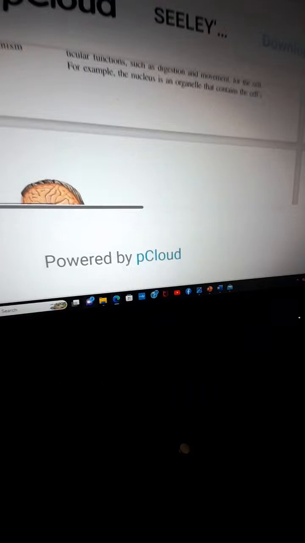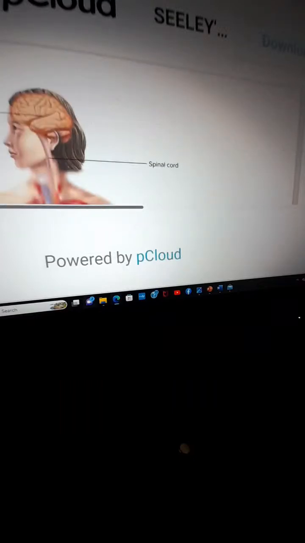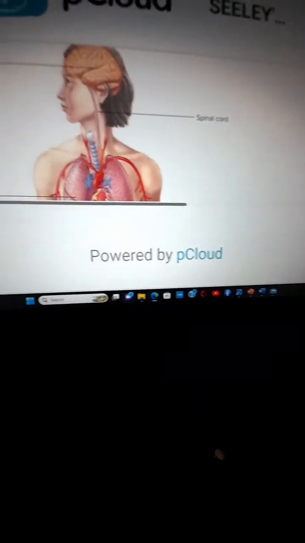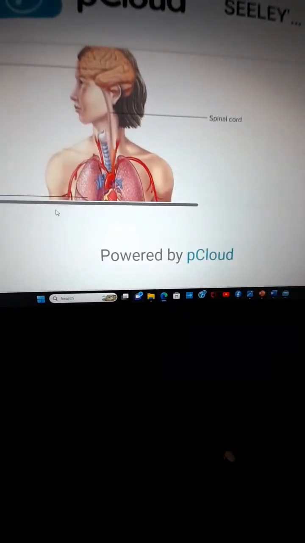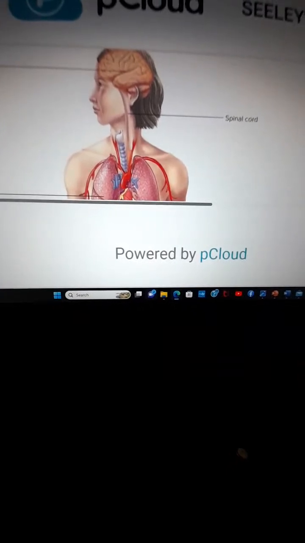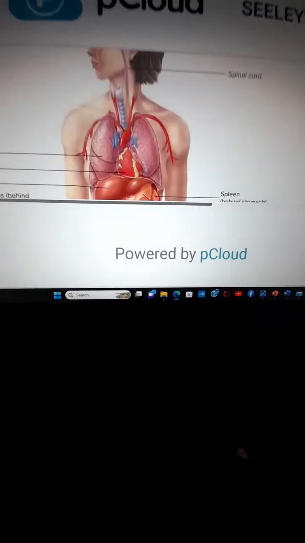Now, what's going on here? Okay. For example, you have the brain, right? Oh, I'm sorry, guys. Here goes the line I'm looking for. Okay. You have the brain, right? And the spinal cord. You have the lungs. You see the lungs?